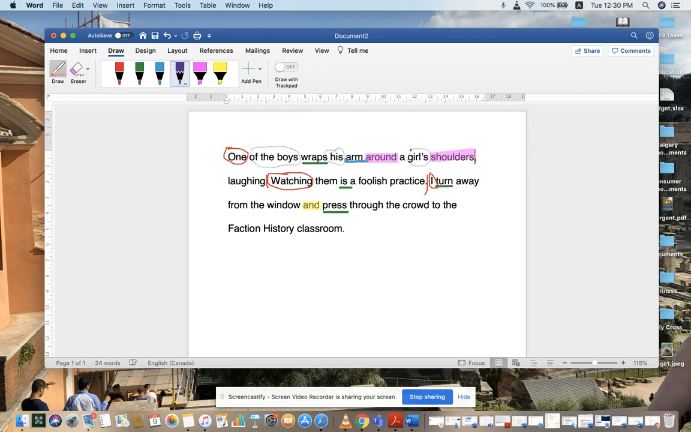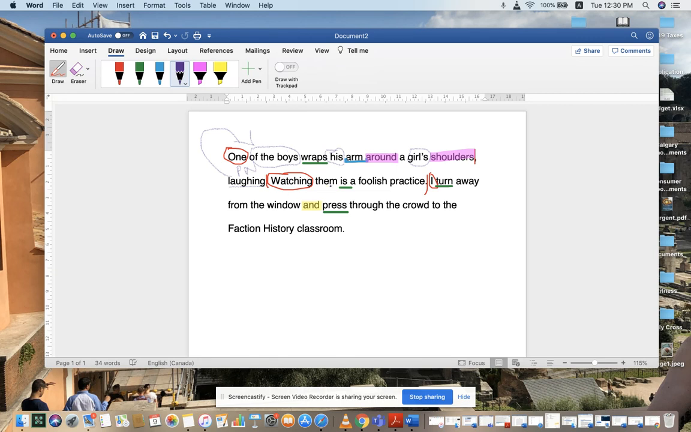There is the possessive. And then we get to our participle, laughing, okay? So who's doing the laughing? Is it the shoulders that are laughing, or is it one of the boys who's laughing? And I think we got the answer. It's definitely one of the boys. So this is a predicate nominative describing one of the boys.